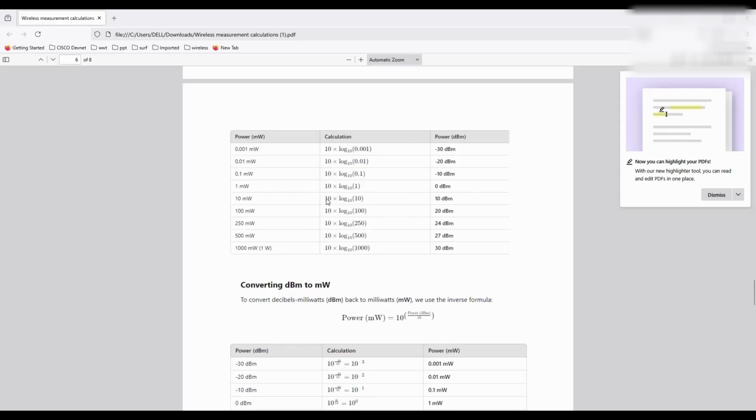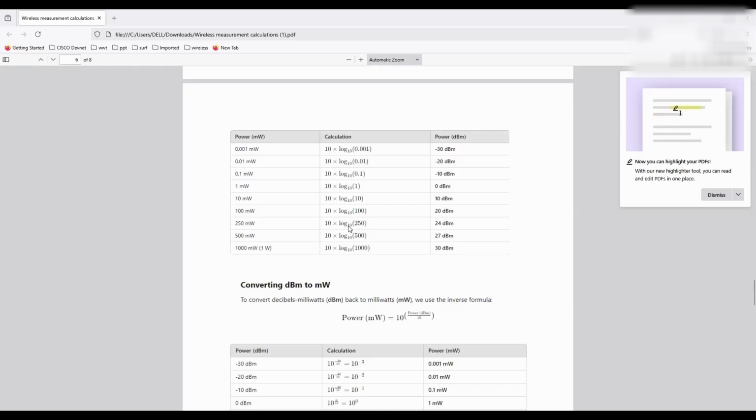10 milliwatts, 10 into log 10 of 10, that is how many times I need to multiply 10 to get to 10, one time. So that is 10 into 1, that is 10 dB. 100 milliwatts, if I want to convert to dB, so 100, I will put it here. So if 10, 2 times I need to do. So 10 into 2.